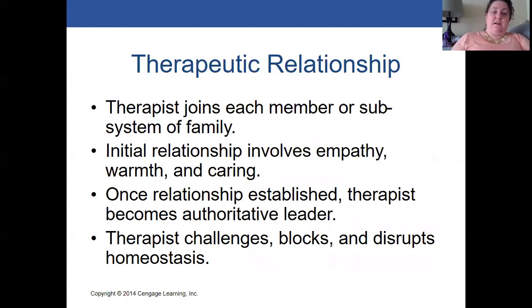The therapist wants to join with each member or subsystem of the family. Subsystems can be like sibling relationships, the parents' relationship with each other. The initial relationship with the therapist involves empathy, warmth, caring, a lot of the things you've seen from interpersonal therapy, humanistic therapy. And then once that's established, the therapist becomes an authoritative leader because someone has to be in charge of the family, right? They're going to challenge, block, and disrupt homeostasis to try to help improve things.